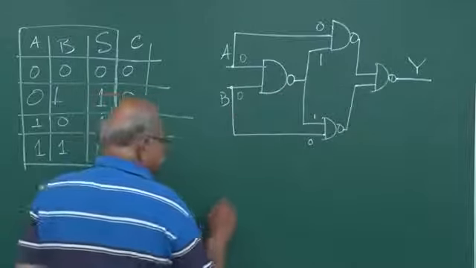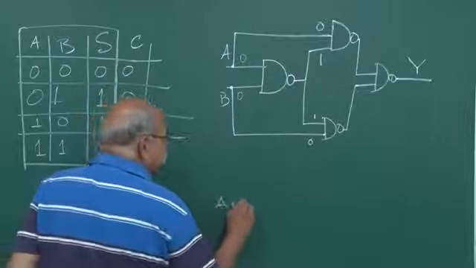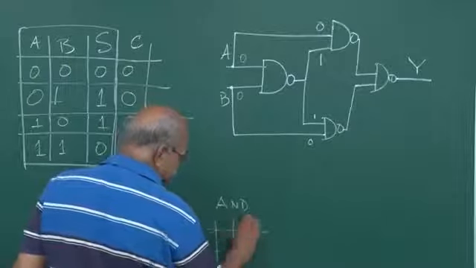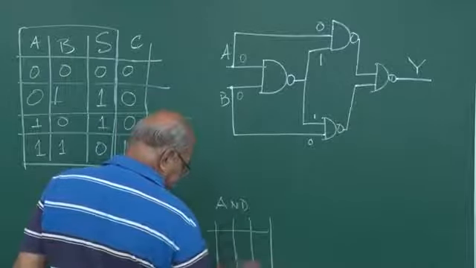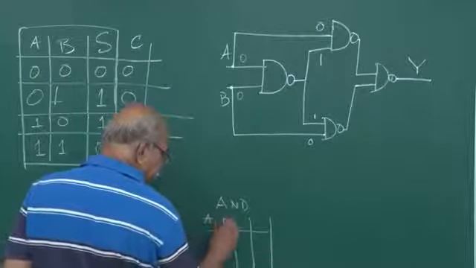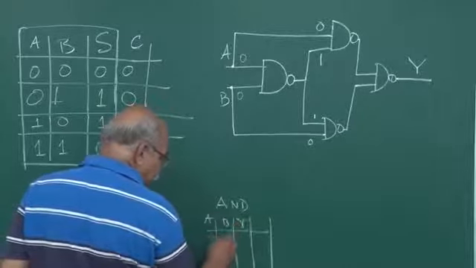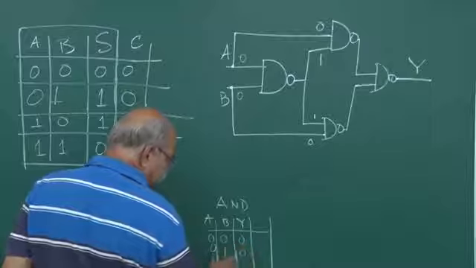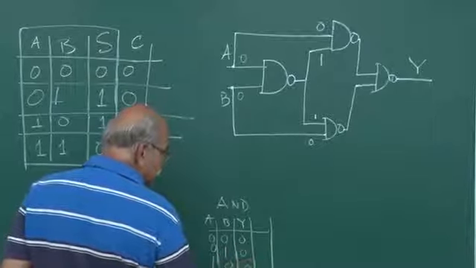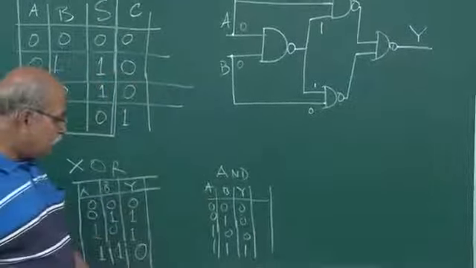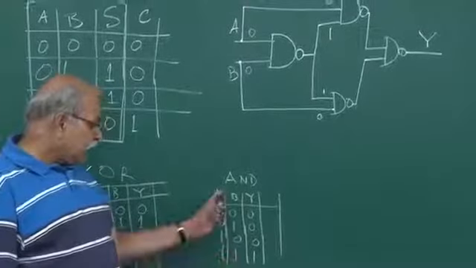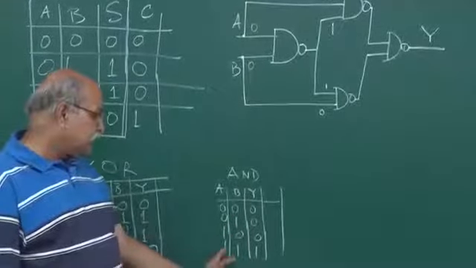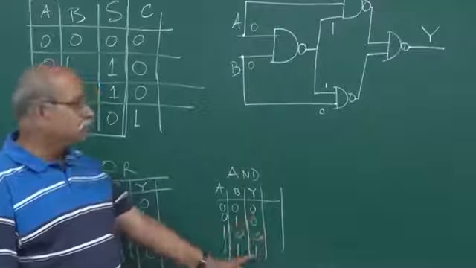For ready reference, if you want, I can write the truth table. A, B, Y. 0 0 gives me 0, 0 1 gives me 0, 1 0 gives me 0, 1 1 gives me 1. This is AND. Only if both of them, A and B, are high, then only the output is high.